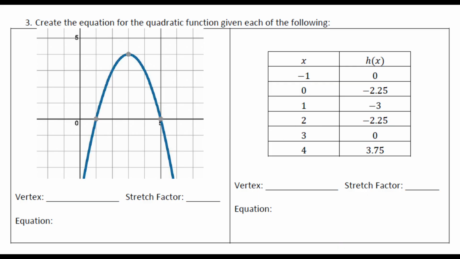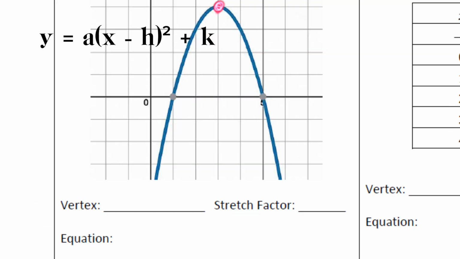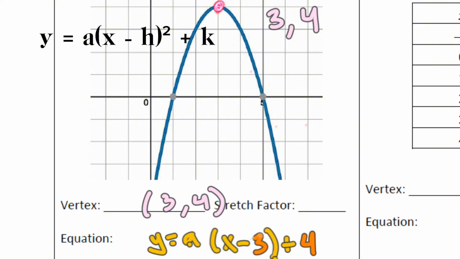For question 3, we are being asked to find the vertex, the stretch factor, and the equation of this function using the graph. The way we're going to go about this is we're going to look at the graph and find our vertex point. Our vertex point is our sharpest turning point, so I found that at (3, 4). Now that we know the coordinates of our vertex point, we can plug that into our equation: y equals a(x minus h) squared plus k.